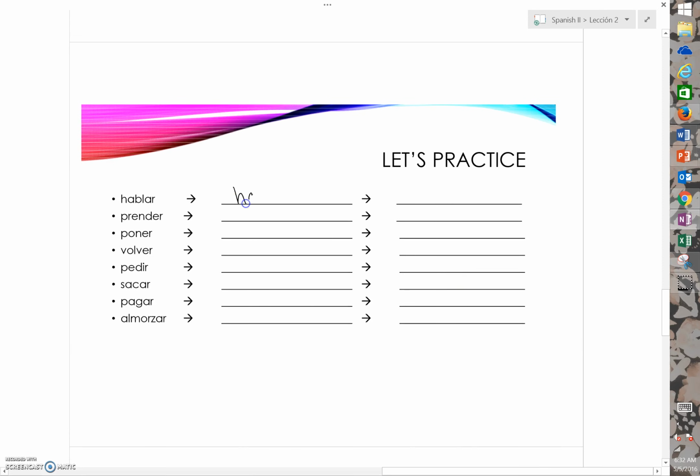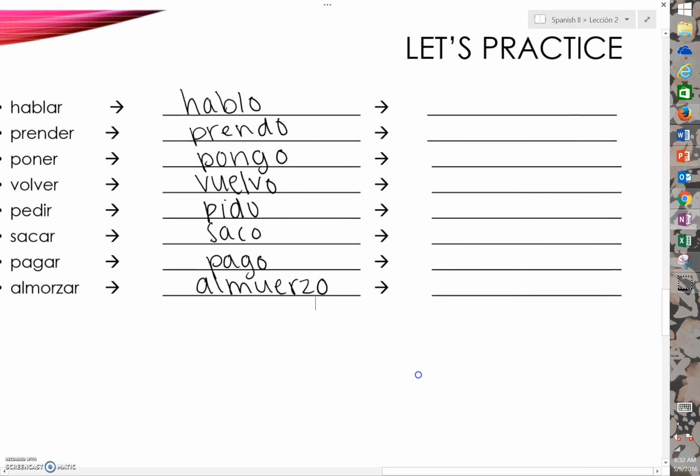So again, here are all of our yo forms: hablo, prendo, pongo, vuelvo, pido, saco, pago, and almuerzo. Okay, so to form the ustedes command, all we have to do is drop our o on all of these, and then use our opposite ending.